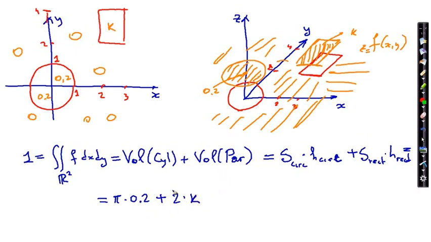Yeah. So this needs to be 1, and I'm calculating from that k is equal to 1 minus this over 2. So 1 minus 0.2 times pi, over 2. Well, some number. I will keep writing k. The actual value of k is this much.